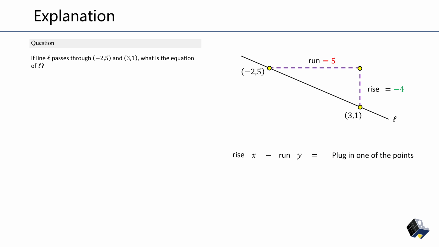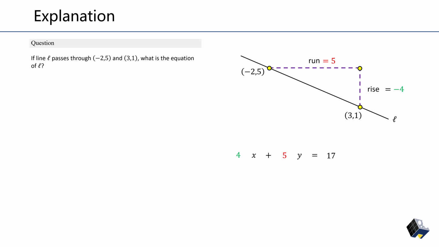Alright, we can directly turn -4 and 5 into the coefficients of x and y and pick the point to calculate the constant term. Here, I choose 3, 1, and the result is -17. Since all three terms are negative, we flip the signs.